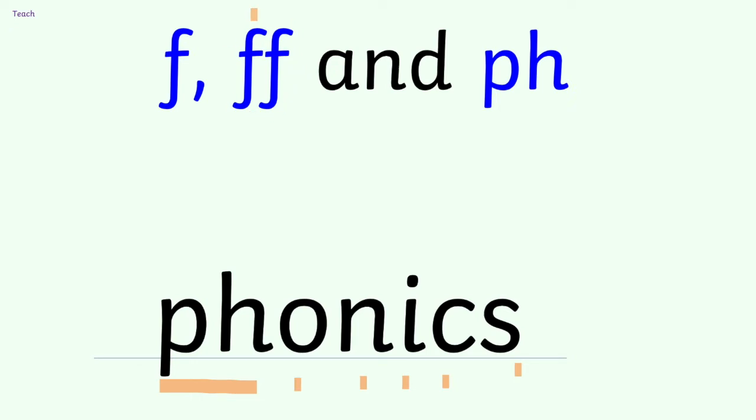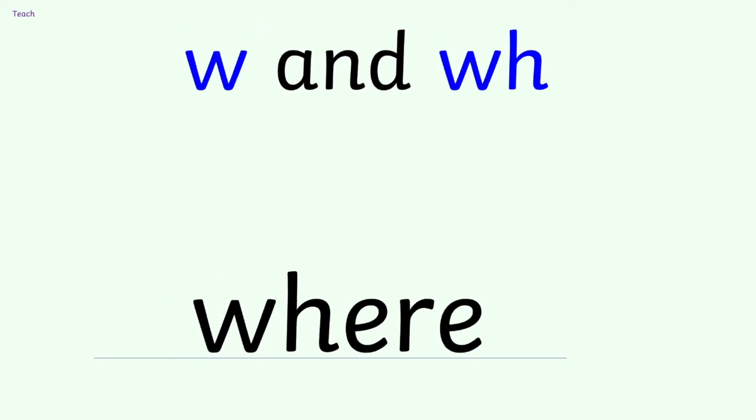It makes exactly the same sound as a single F, but some words will have a double F in them. Okay, let's have a look at the W sound. Now, mostly the W sound is made with a W by itself, but sometimes it's made with a W and an H, and it makes exactly the same sound. You often find this WH spelling when you have a question word, like what, where, when, and why.